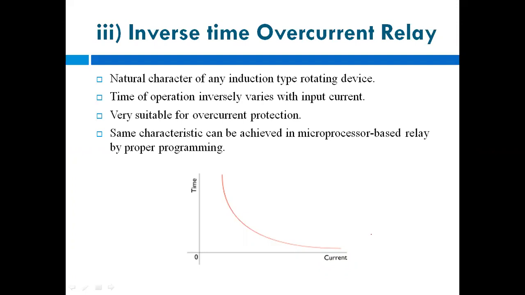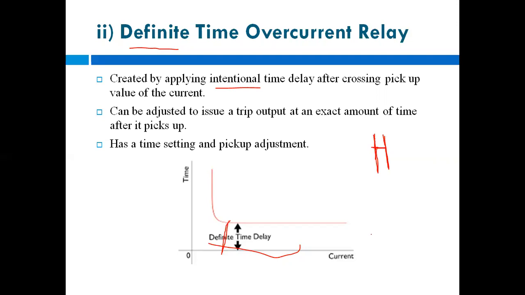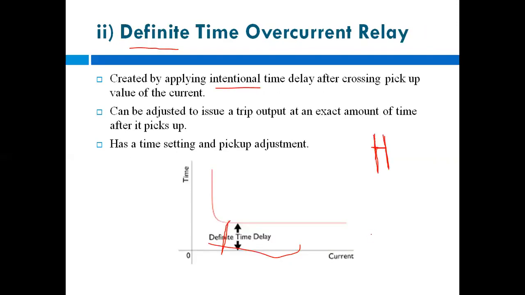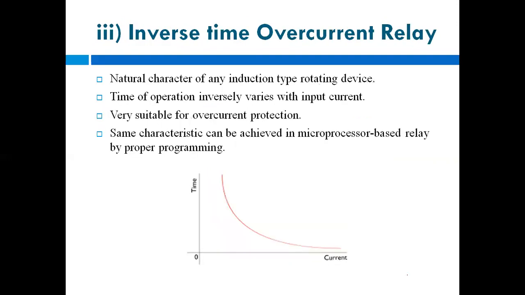Okay, so these three characteristics we have seen. There is not much difference between this definite time overcurrent relay and inverse time. In definite time, we are simply fixing the time for the operation of the relay after the pickup value, and here no such time is set.